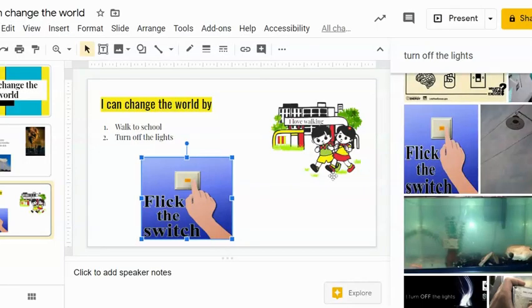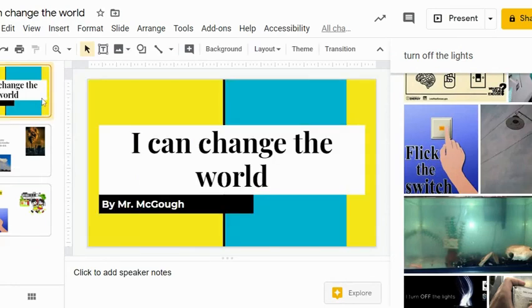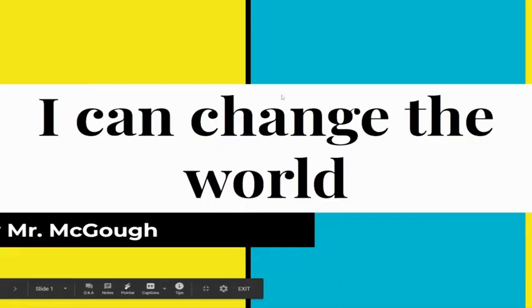Here I am on my slideshow, and I have my 1, 2, 3 pages. Now if I want to present my slideshow, I want to make sure that I'm clicked onto the first slide. I'm going to come up here to the top right. It says the word present. It says start presentation, and I'm just going to click it. Then it will fill my screen with the whole slide.